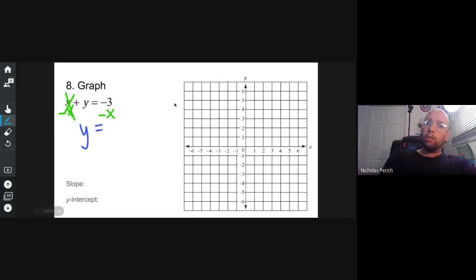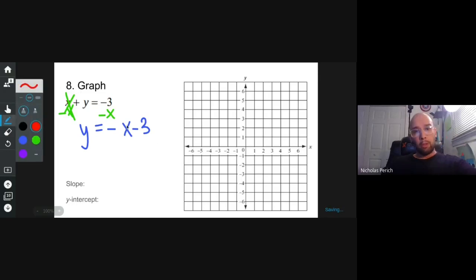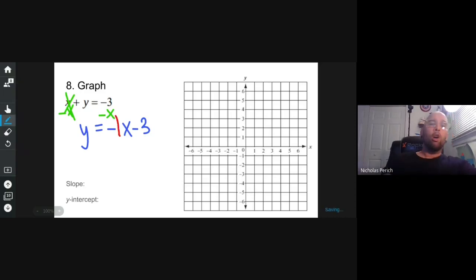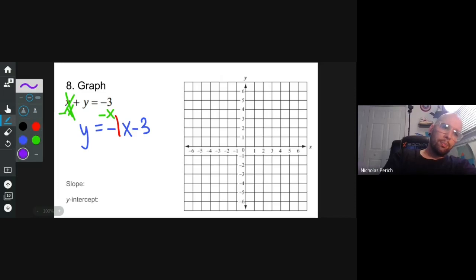Do the negative x and the negative 3 combine? No, because one's an x and the other one's just a number. So to keep it in slope-intercept form, I'm going to write out negative x minus 3. And if you're wondering, wow, you put a lot of space between that negative and that x, I did it on purpose, because if there's no number in front of x, it's an invisible 1. It's an invisible 1, not 0. 0 would be if there's no x. But right now I have just one x.